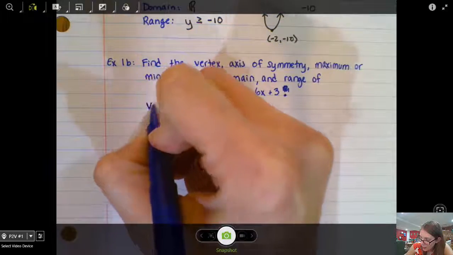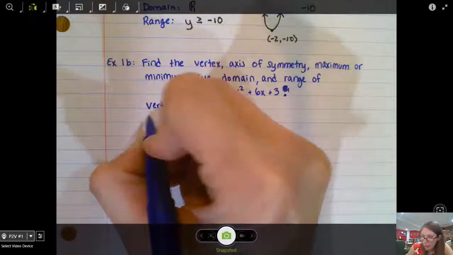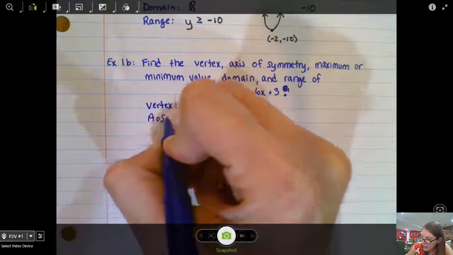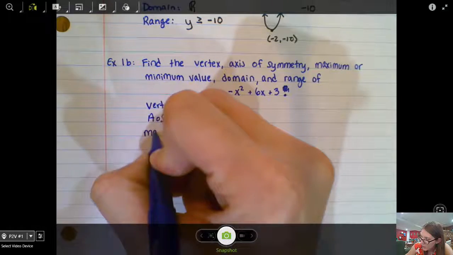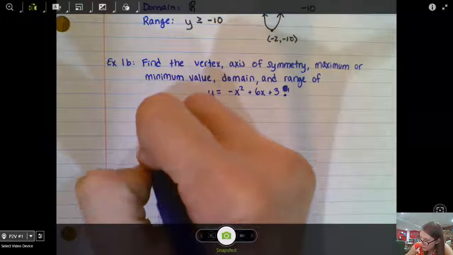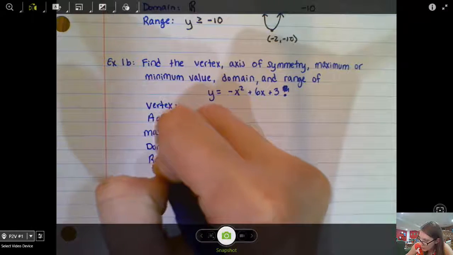Just like our last problem, I'm going to start off by listing out what I have to find so that I don't forget anything. And if you want to, you can abbreviate axis of symmetry as AOS. I usually do that. And max, min. Domain and range.